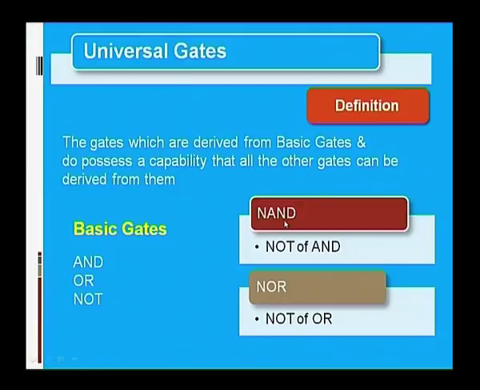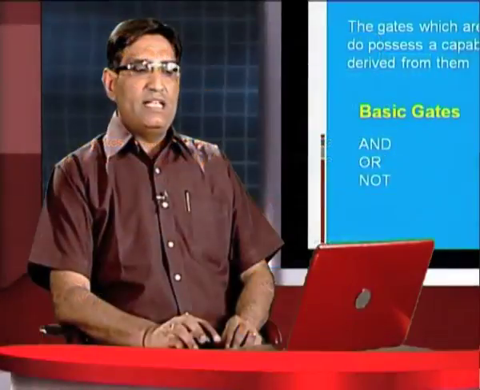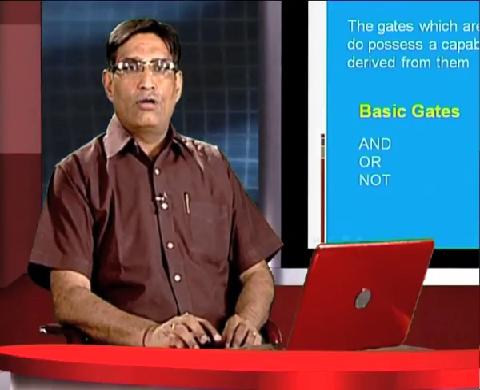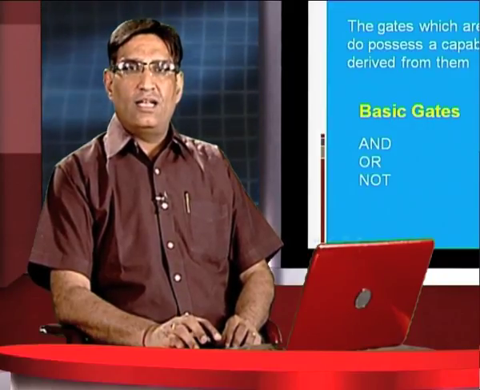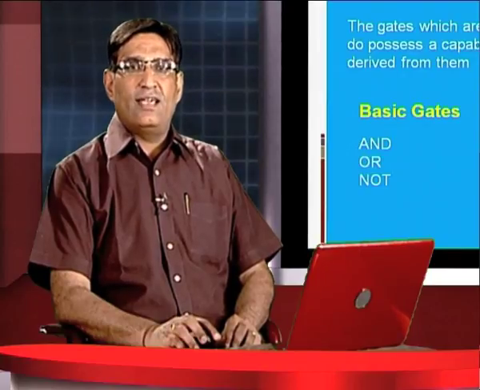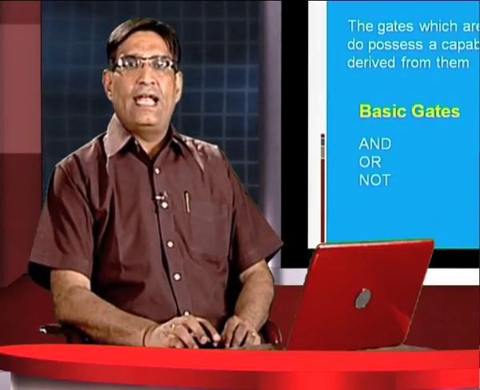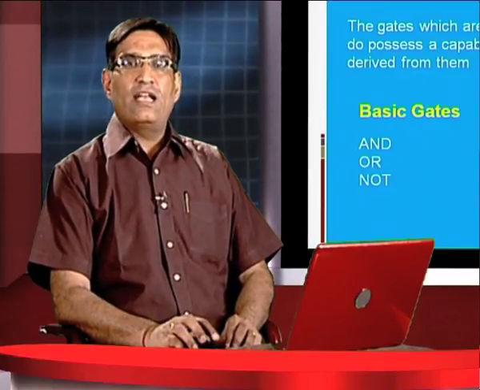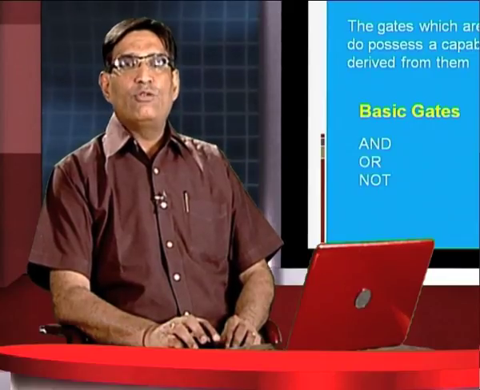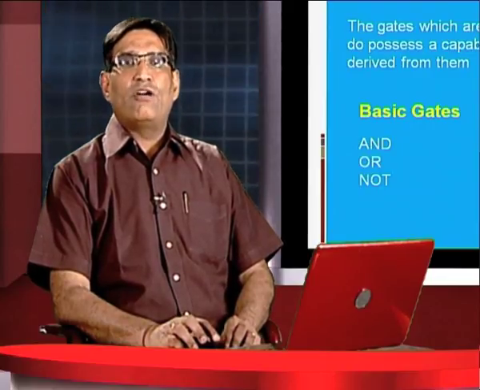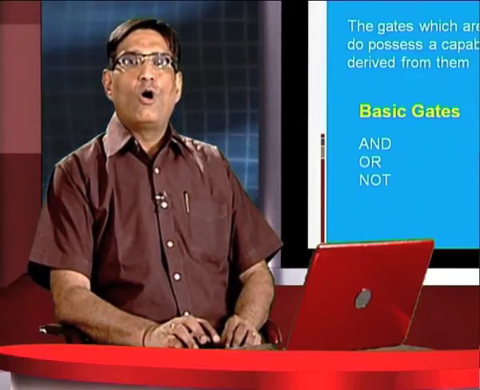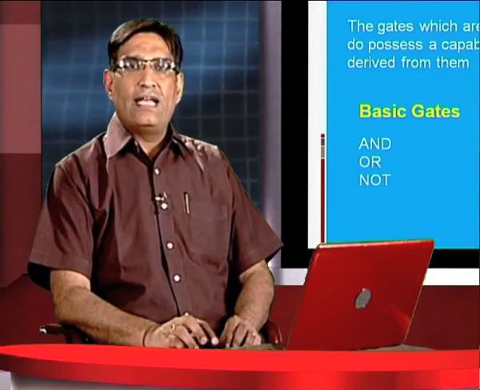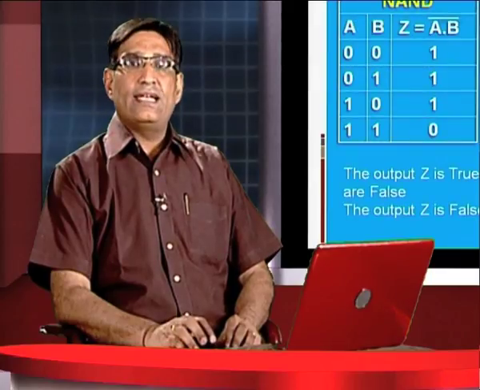One is NAND, that is also termed as NOT of AND, and second is NOR, also termed as NOT of OR. That means by these two gates, NAND and NOR, we can define all the other gates. In other words, if you are given only NAND gates you can build a complete computer system, or if you are given only NOR gates then you can build a complete computer system without requiring any other gate, because all the gates can be derived by these gates. Let us understand in detail.